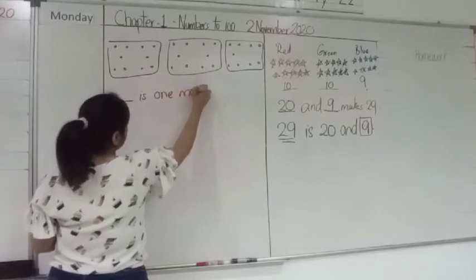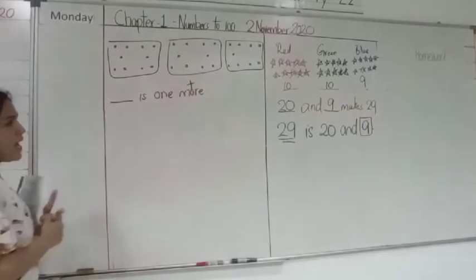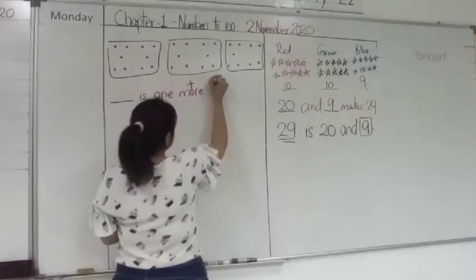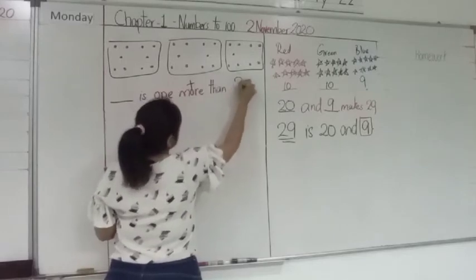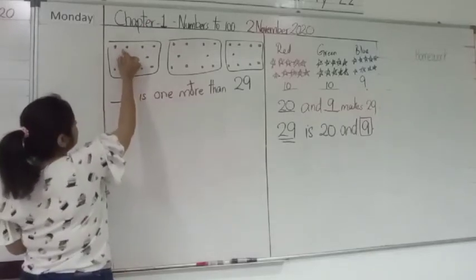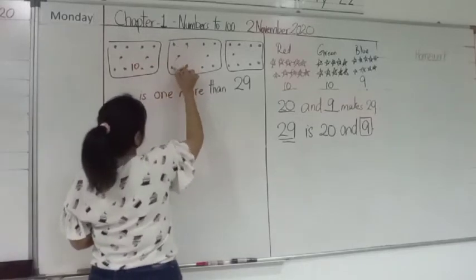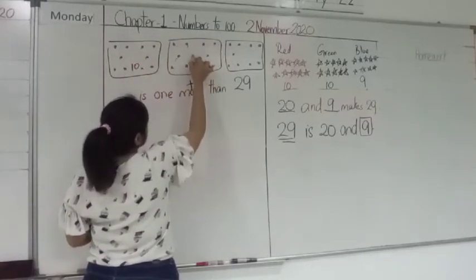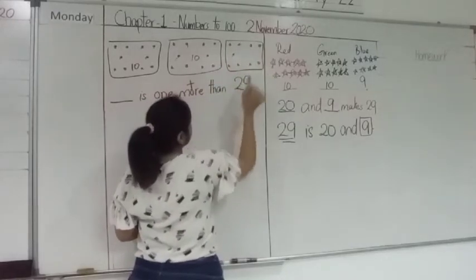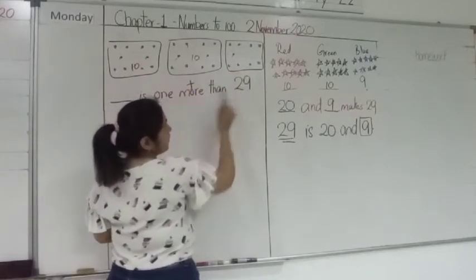1 more. What do you mean by more? That means you are adding. Remember the sign? More means plus. 1 more than 29. Now look here. 1, 2, 3, 4, 5, 6, 7, 8, 9, 10. Now 1, 2, 3, 4, 5, 6, 7, 8, 9. So 2 tens and 9 makes 29.